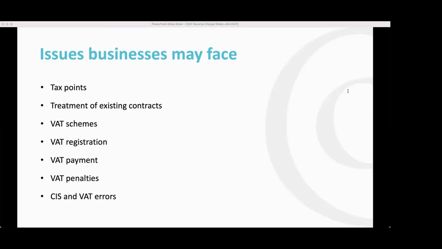VAT penalties. Some businesses are going to have a certain amount of teething problems in getting to grips with the reverse charge mechanism. HMRC understands that implementing the reverse charge may cause some difficulties and will apply a light touch in dealing with any errors made in the first 6 months of the new legislation, as long as they are trying to comply with the new legislation and have acted in good faith.